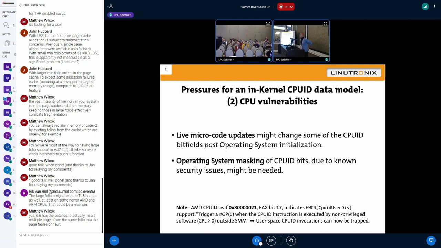The second thing that is pressuring how the CPUID data is represented in the Linux kernel is CPU vulnerabilities. The first point is that live microcode updates are becoming more common over time, and there are a lot of case studies from hardware vendor customers who are really happy about it. But in the case of a CPUID vulnerability, this might mean that you can apply a live microcode update post operating system initialization, and then one of the CPUID bits can appear or disappear. And this can be tricky depending on the CPUID bit.